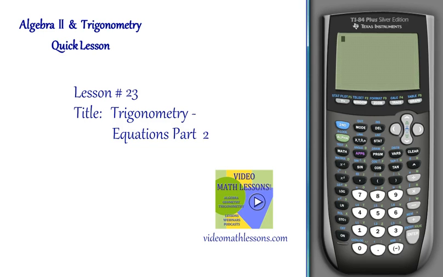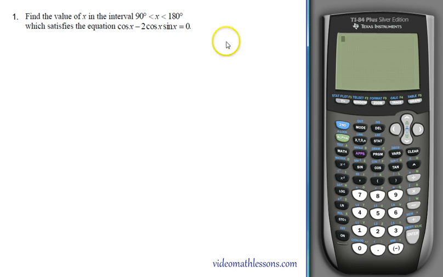This is lesson number 23, Trigonometry Equations Part 2. Alright, so let's take a look. We've covered basic equations. Here's a more complicated equation. Notice we're mixed with our functions, cosines and sines. Now you can't work with the functions next to each other like this, so we have to split these up somehow.